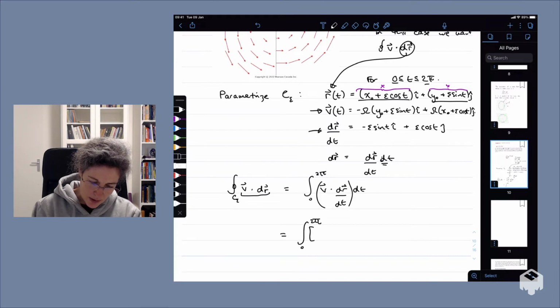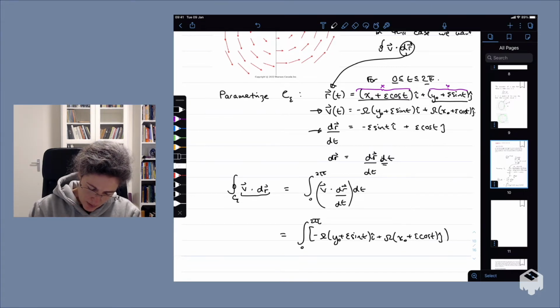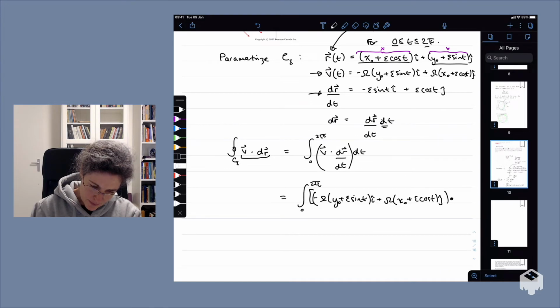Bunch of writing out here. Minus omega times epsilon sine of t i hat plus omega x naught epsilon cos of t in the j hat. All dotted with dr, so it's minus epsilon sine t i hat plus epsilon cos t in the j hat. And this whole thing we're integrating over dt.